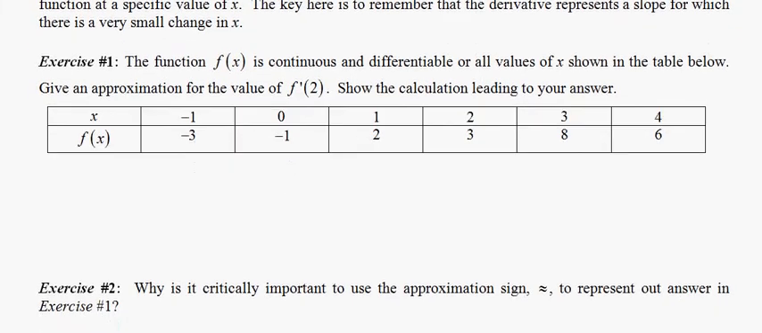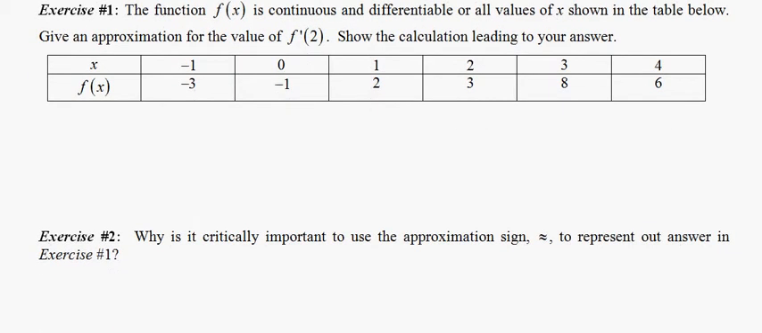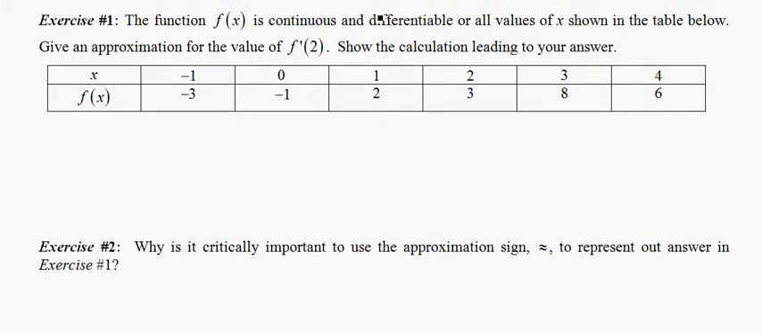Exercise 1 says the function f of x is continuous and differentiable, and it should say for all values of x. It just says all values of x. I can't really correct it right now for some reason, but that should be for all values of x. And it says give an approximation for the value of f prime of 2, and then we need to show the calculation that leads to our answer.